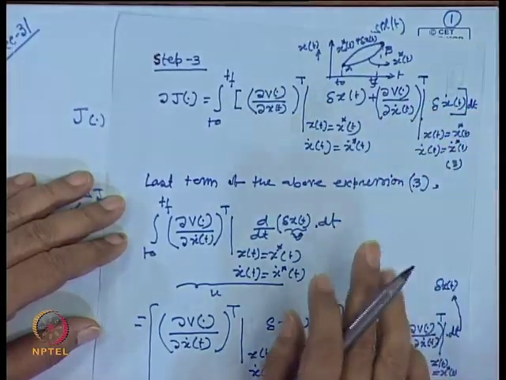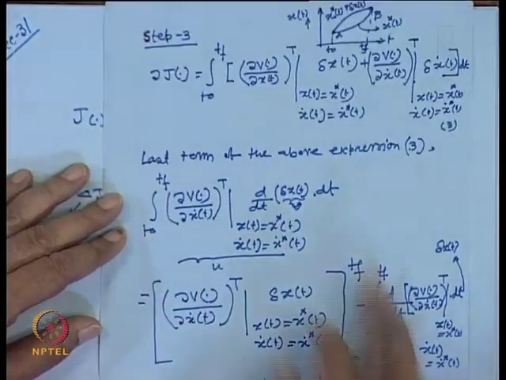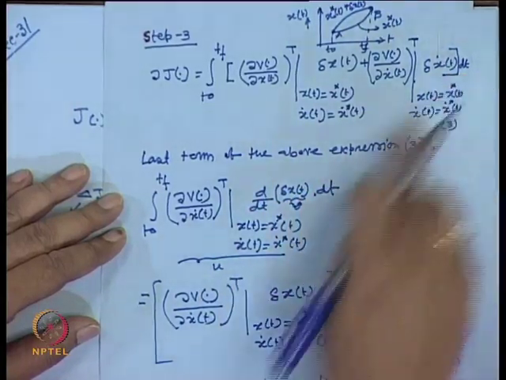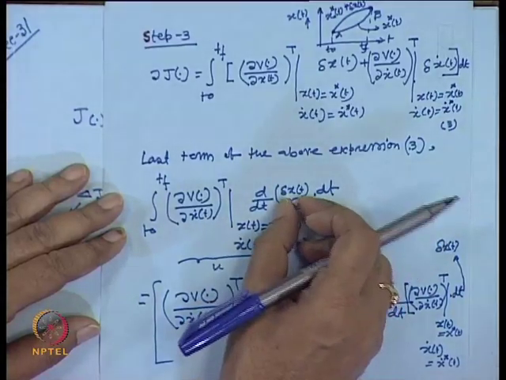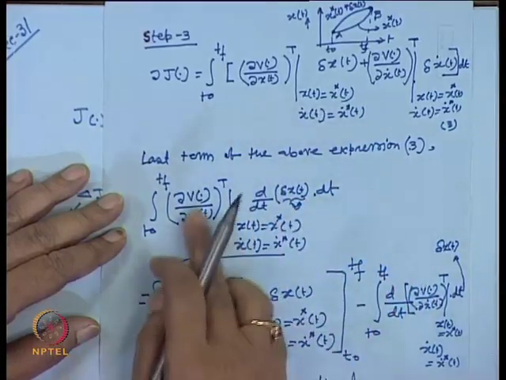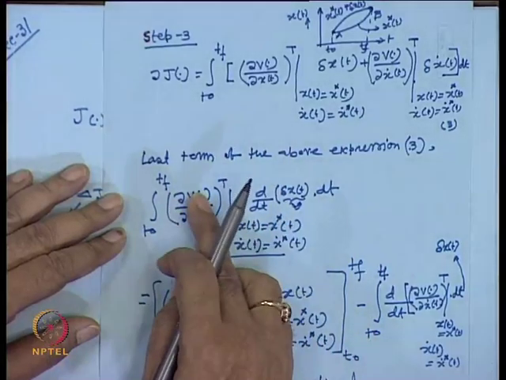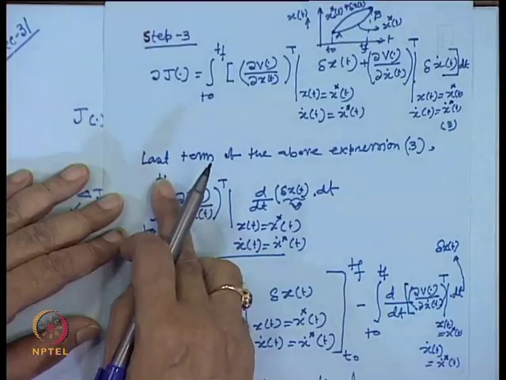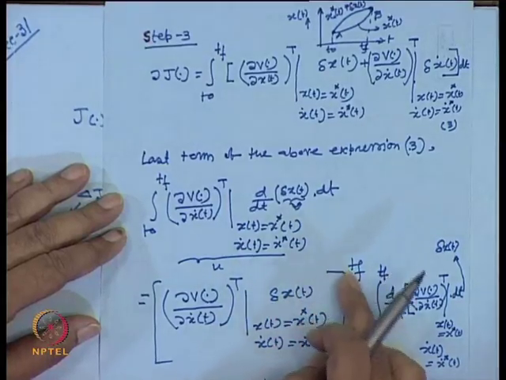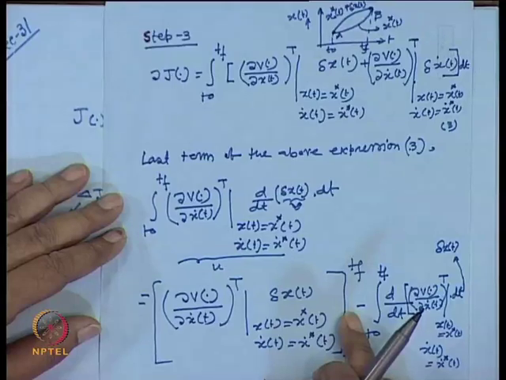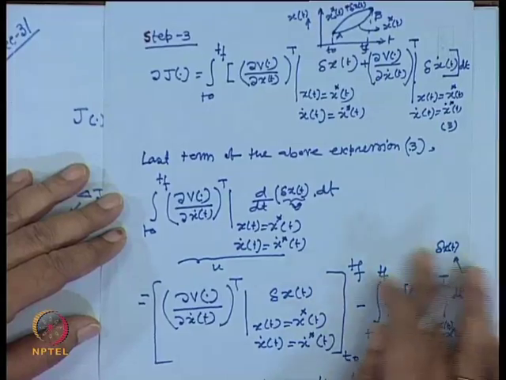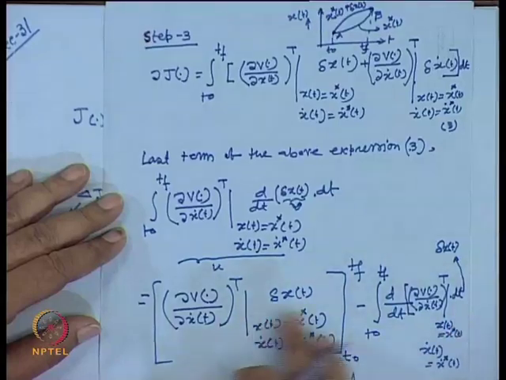This second term, yesterday we showed how to simplify. Instead of delta x dot, by definition, it is d by dt of delta x of t, multiplied by dt. If you consider this as u dv, where this whole quantity is known and constant, then the integration of u dv from t0 to tf is nothing but uv within the limits t0 to tf, minus the integral of v du. So this term we can express as a sum of two terms.